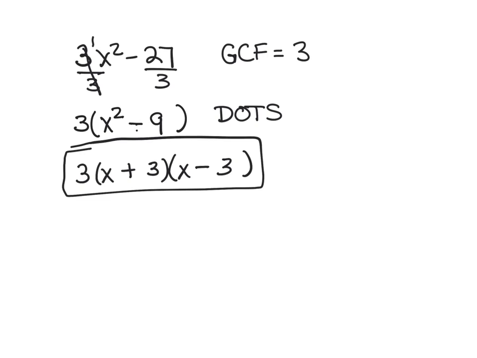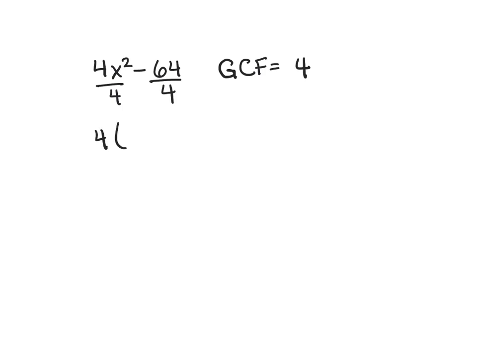Okay, let's try another problem. Let's say we're doing the problem 4x squared minus 64. First, you want to look for your GCF. You can divide both of those by 4. So I'm going to divide both of those by 4, and I'm going to write that like this. 4 divided by 4 is 1, but I'm not going to write that. And 64 divided by 4 is 16.